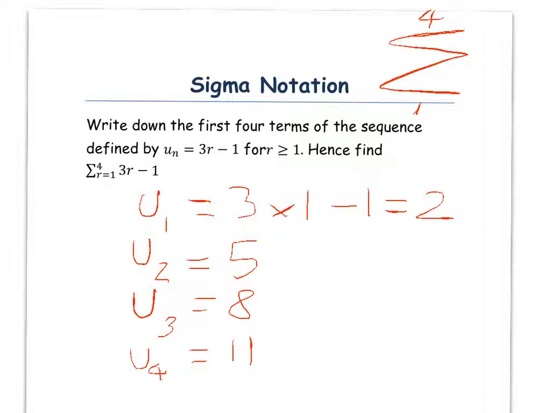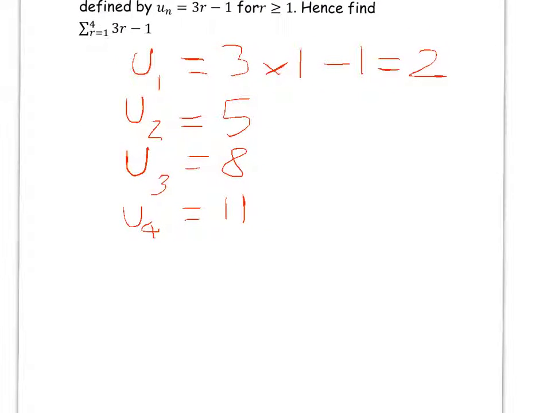Okay, so now what we've got to do is add together those 4 values we've just found. So we've got to add together 2, add 5, add 8, add 11. So 2 add 5 is 7, add 8 is 15, add 11 is 26.